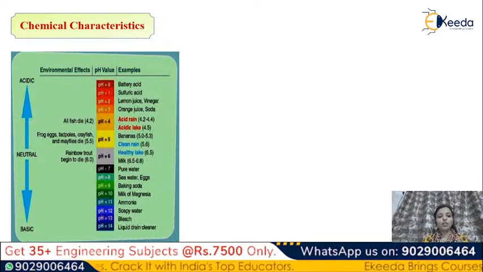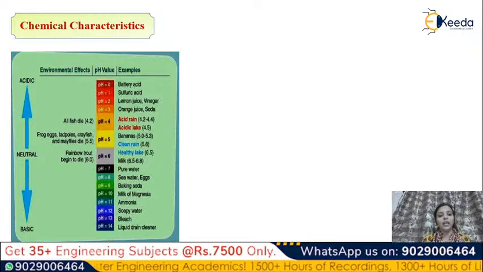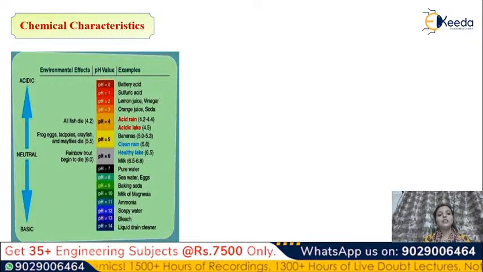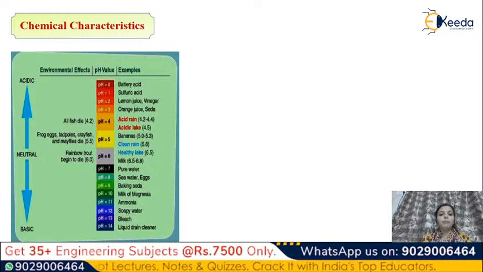So this is the particular pH scale, and these are some different constituents which have different pH values, as you can see. You can also check some products from your daily routine. You can check the pH value of your bath water, of milk, of pure water, of soap. So each and every product has different pH values.